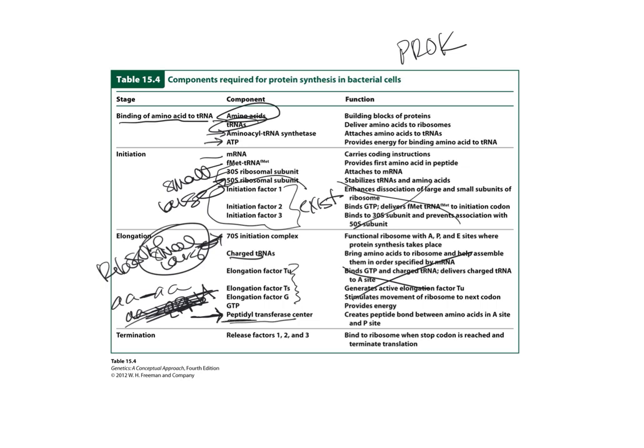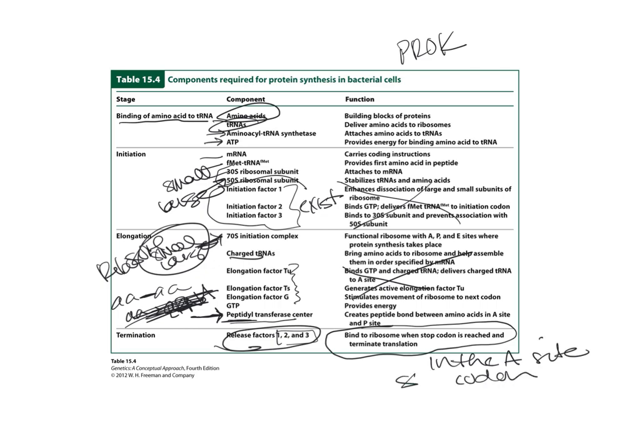And then termination. We do need to know we have release factors. We don't care about 1, 2, and 3, and that they bind to the ribosome when a stop codon is reached and terminate translation in the A site, right, when the stop codon is in the A site. And then boom, it blasts it all apart. Good.